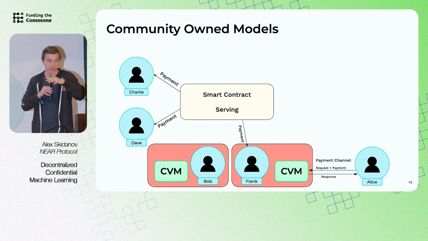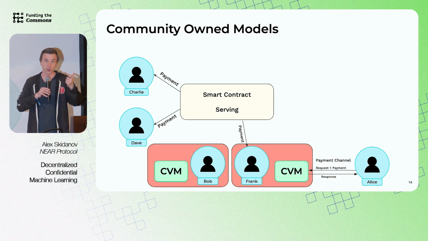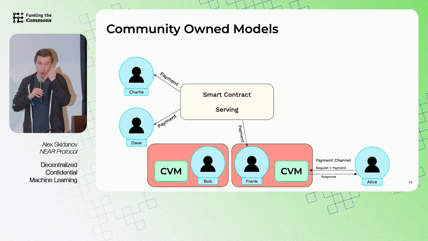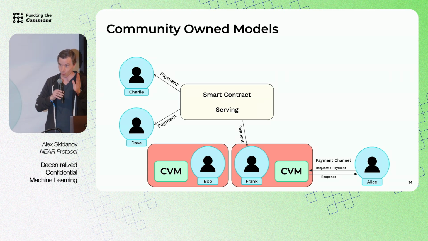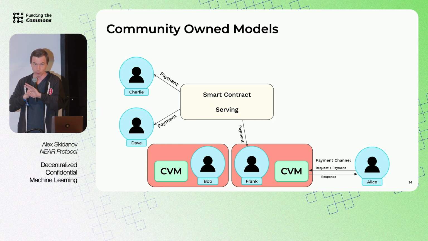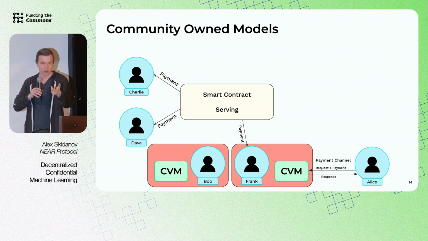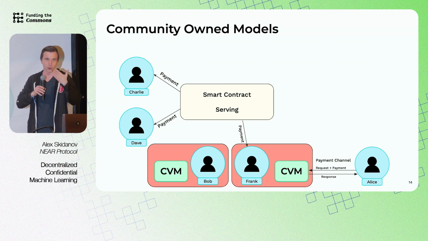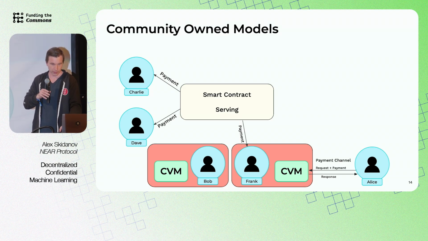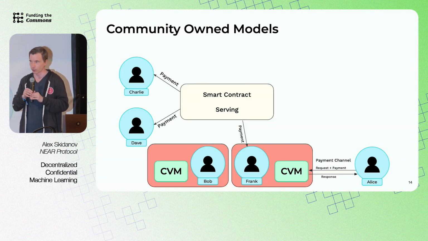So the model only exists outside of the TEs in an encrypted form, right? Nobody can ever see, no person or agent or anything will ever see the model unencrypted. It will only exist inside of the CVMs, but anyone can use it, right? Anyone can get the secret key to their CVM, connect to it, open this payment channel, pay for the inference, send the prompt, get the result. And the smart contract will distribute money back to all the people who contributed, right?